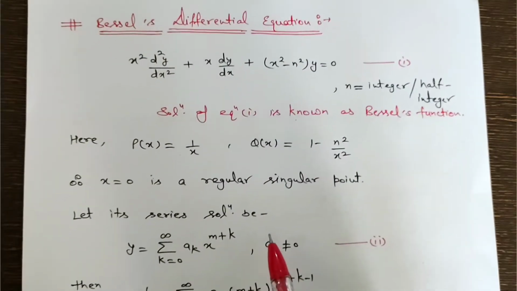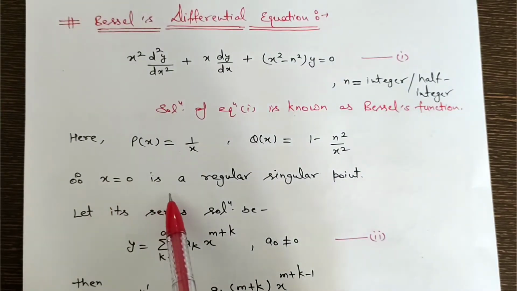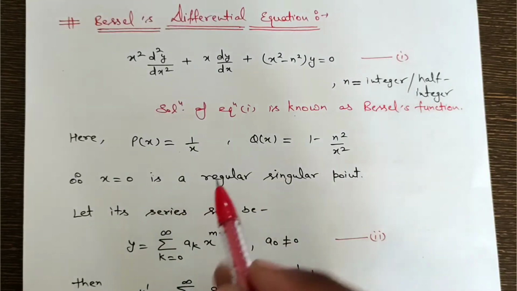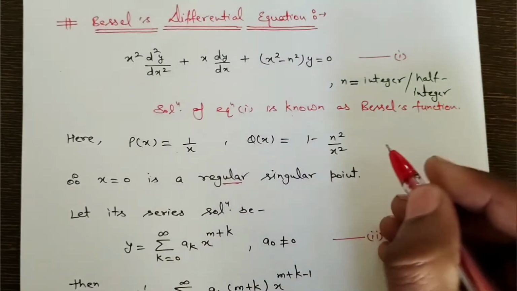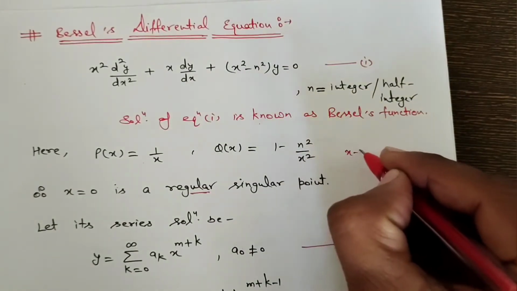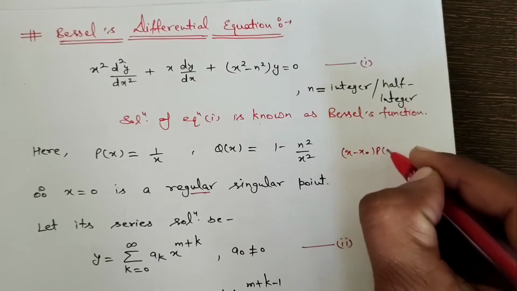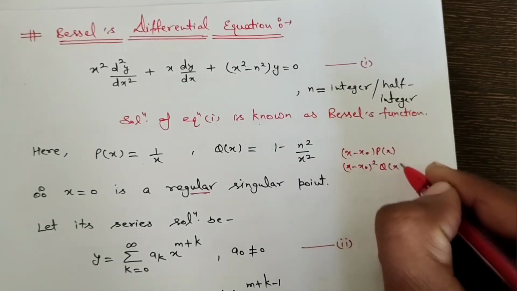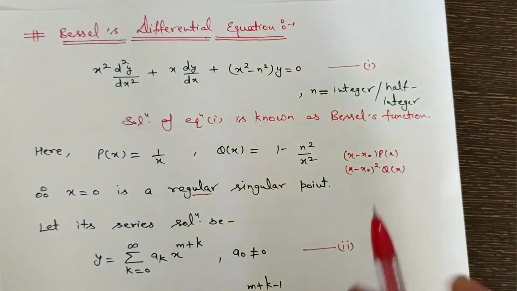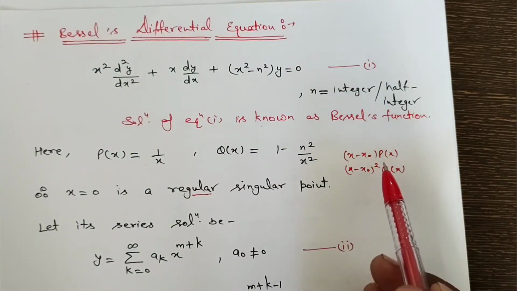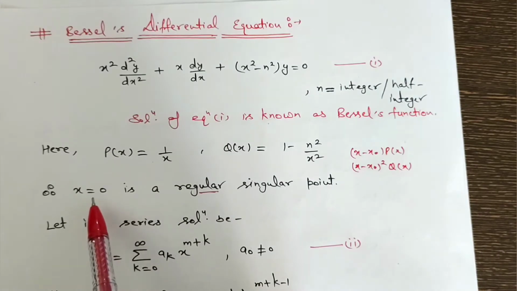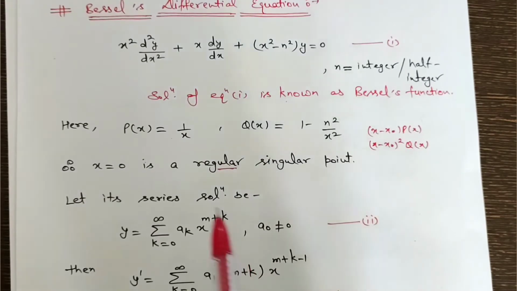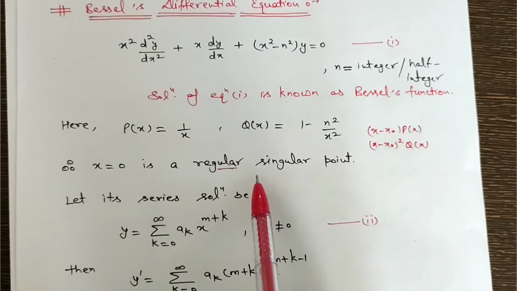Obviously x equals 0 is a singular point, and further we can check that x equals 0 is a regular singular point. For that you have to check (x minus x naught) times p(x) and (x minus x naught) squared times q(x). Both expressions must be analytic, or finite, so that you can say x equals 0 is a regular singular point. We can check it, and it is verified that x equals 0 is a regular singular point.